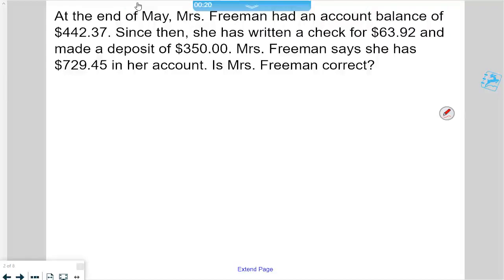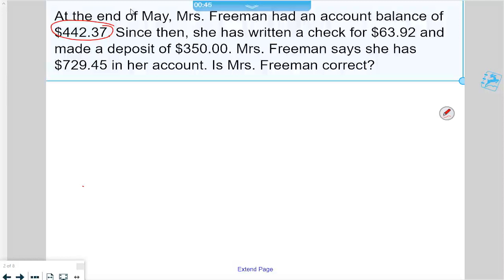All right. At the end of May, Miss Freeman had an account balance of $442.37. Since then, she has written a check for $63.92 and made a deposit of $350. Miss Freeman says she has $729.45 in her account. Is Miss Freeman correct? We are going to need to know this number, and we're going to compare that number.